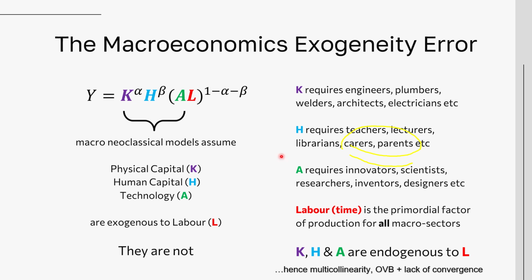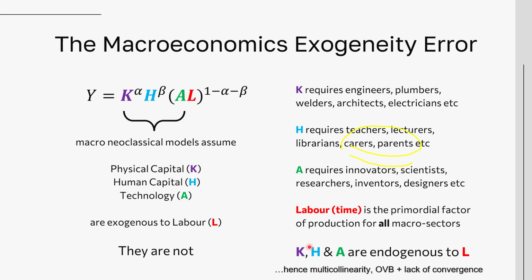Moving on to technology. Technology requires innovators, scientists, researchers, inventors, designers, and the like. So effectively, labor time is the primordial factor of production for all the macro sectors. Capital, human capital, and technology are actually endogenous to labor when you think of the actual production cycle.